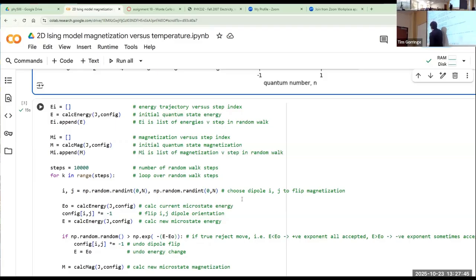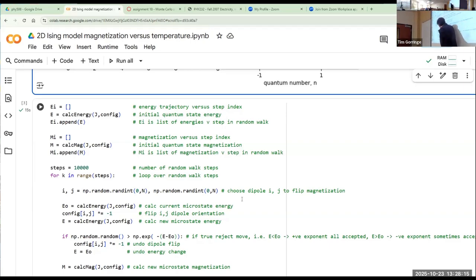Again, I can put in the first value for the magnetization based on my initial state. So this is a place where I'm calling calc energy and calc magnetic field to record the starting point. I'm going to define how many steps I'm going to take here. I'm taking 10,000 steps on my random walk. And then I'm going to have a loop where I'm going to take those steps.